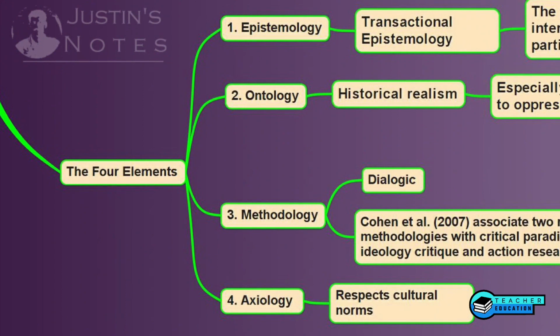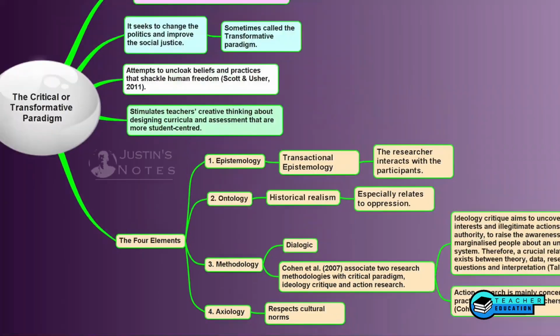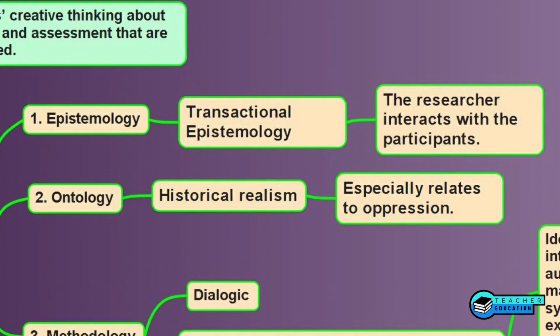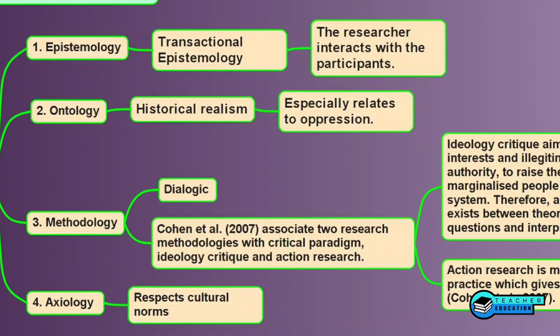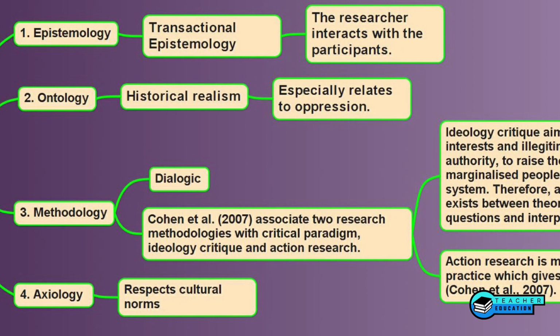The four elements of this paradigm are epistemology, ontology, methodology, and axiology. The epistemology of the paradigm is transactional, where the researcher interacts with the participants. The ontology is historical realism, especially as it relates to oppression. The methodology of the paradigm is dialogic.